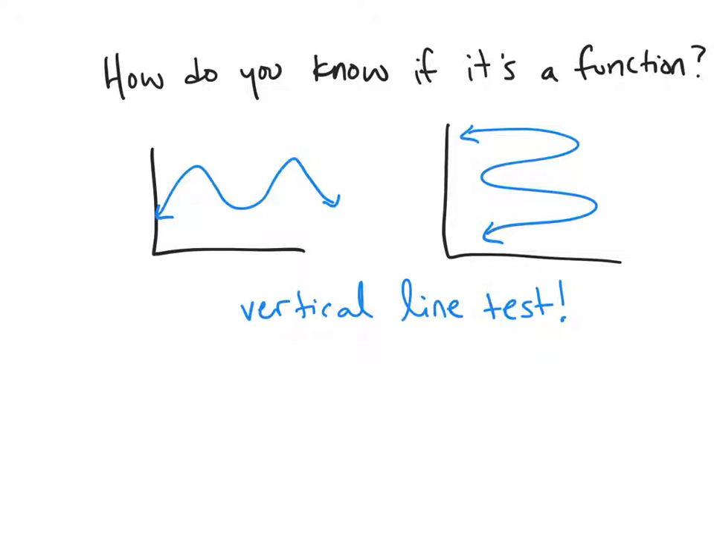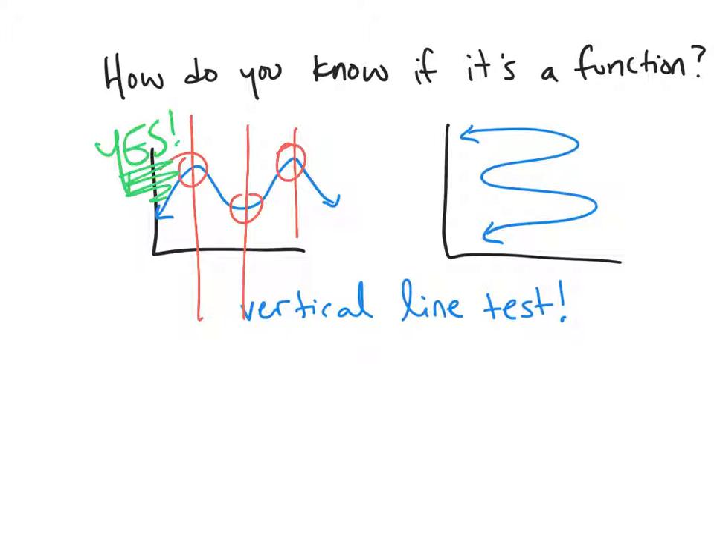So let's look at this first graph right here. I'm going to draw some vertical lines, and I'm going to see if any of those lines hit it more than once. So here's a vertical line right there. It hit the graph one time. Totally fine, no problem. Draw another vertical line. Hit the graph one time. No problem. Draw another vertical line. It hit it one time. No matter where I draw a vertical line, it's only going to hit the graph one time, which means, yes, this guy is a function because it passes the vertical line test.